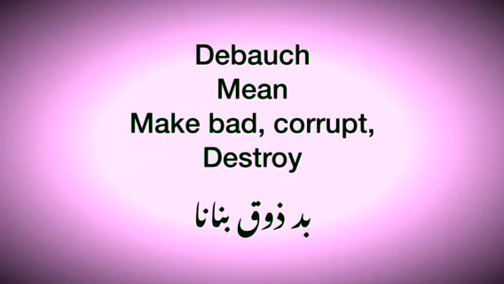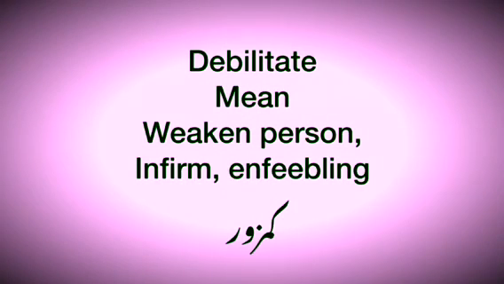Next is debauch. Debauch means make bad, corrupt, and destroy. Batzok banana. Debilitate means weaken person, infirm, enfeebling, kamzor, not powerful.